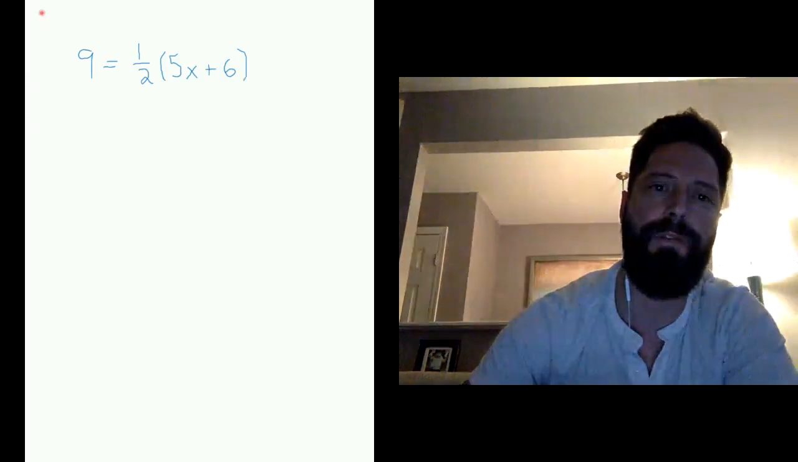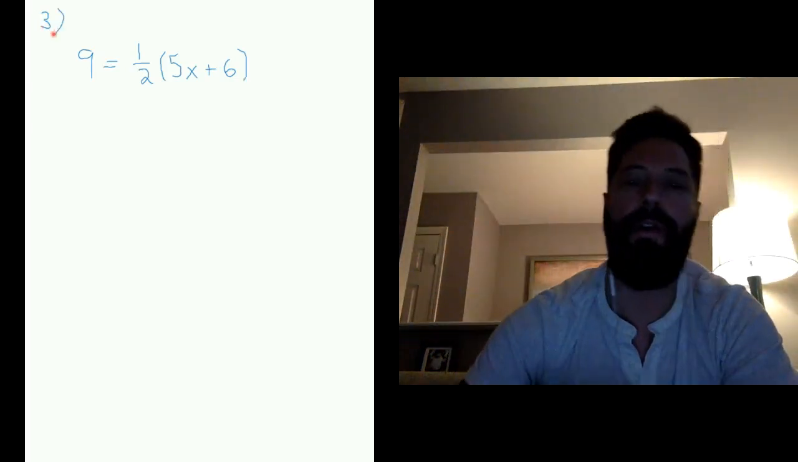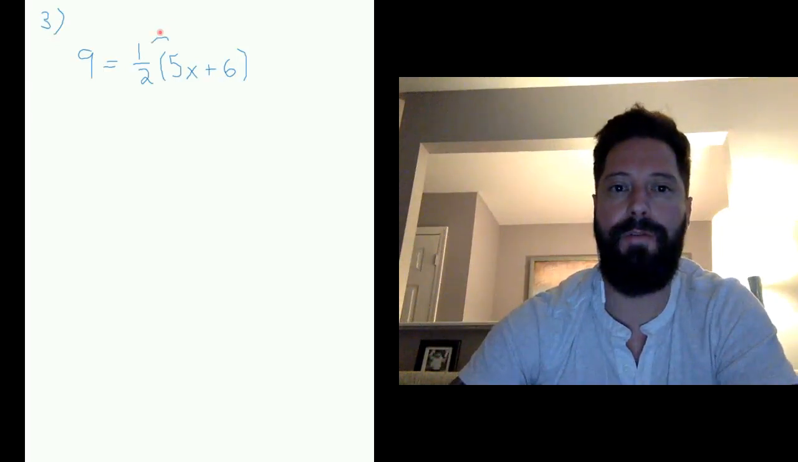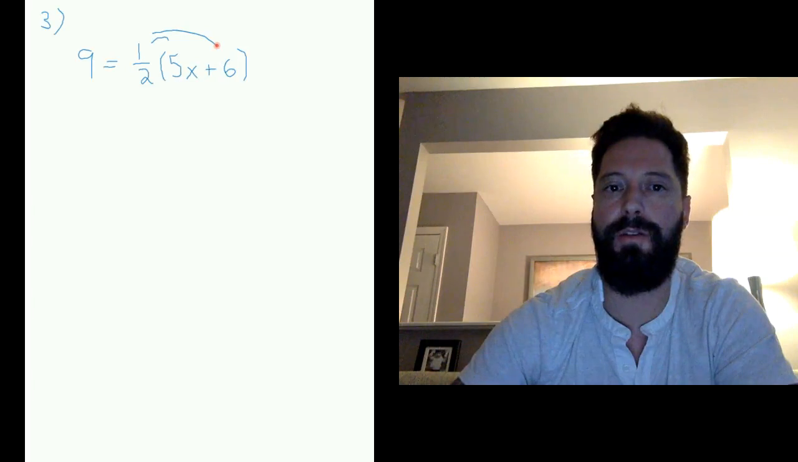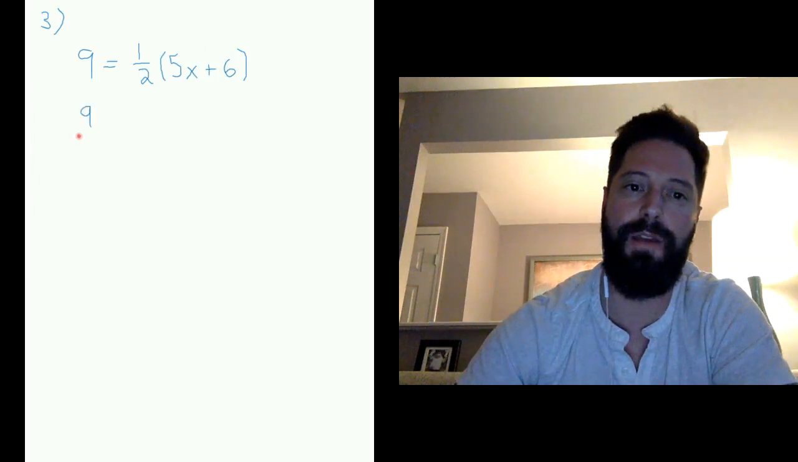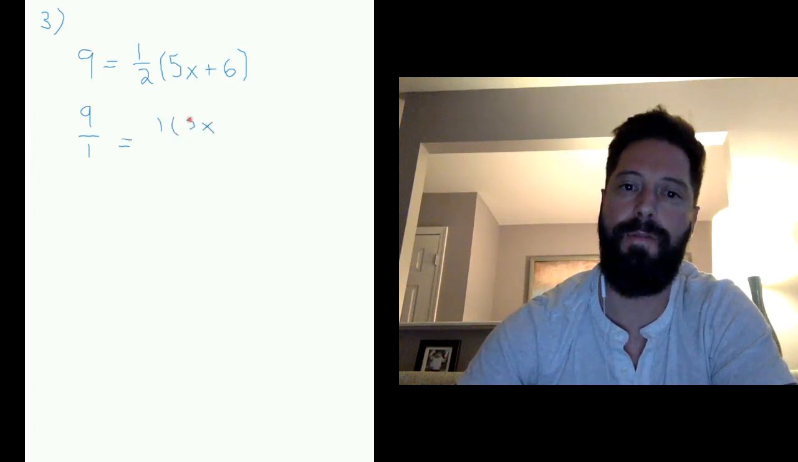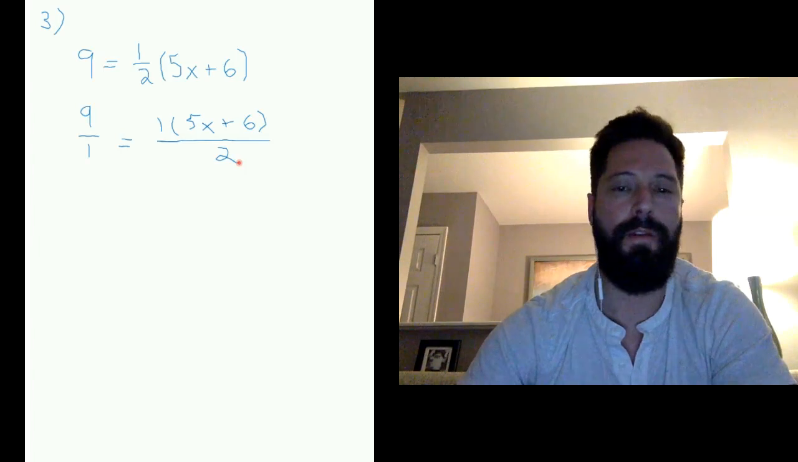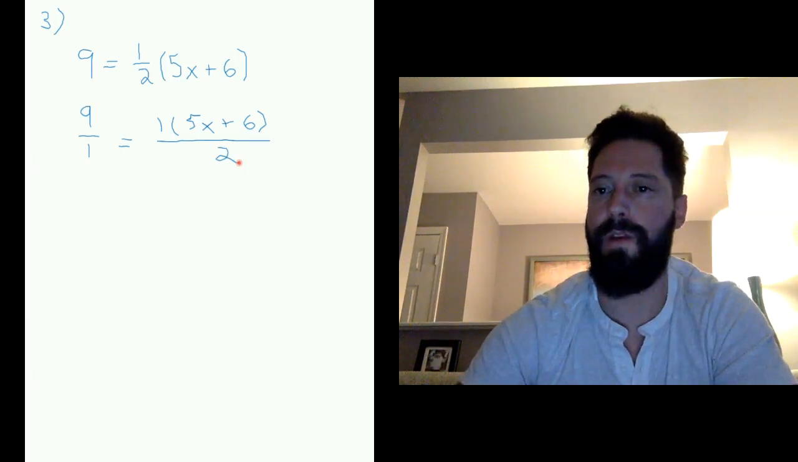Okay, so this is problem 3. One thing that you could do right away in this one is distribute the 1/2 through like this, but that could get annoying. The way that I taught you guys in class that I suggest is to just rewrite everything as a fraction. And this is 1 times 5x plus 6 all over 2. And of course, we don't have to have the 1 there, but we'll leave it there.